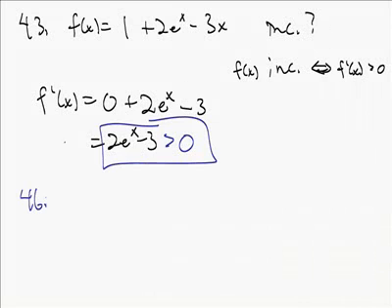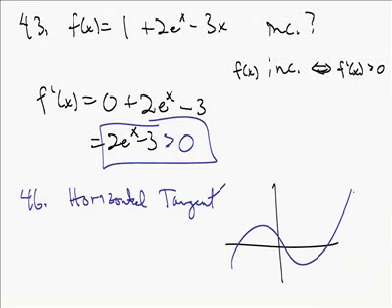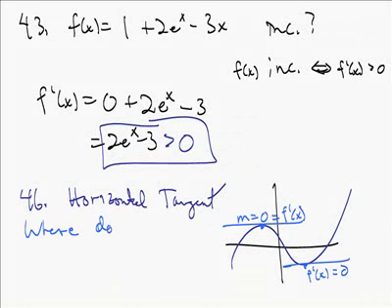Note about 46. Where does a function have a horizontal tangent? Well, remember, if you consider the graph of a function, it looks like this. Where does it have a horizontal tangent? Well, here, here. What does that mean? Well, that means the slope is 0. That means the derivative is going to be 0 at that point. So what you're looking for in 46 is, where does f prime of x equal 0? So you're going to take the derivative, set it equal to 0, and solve that equation.